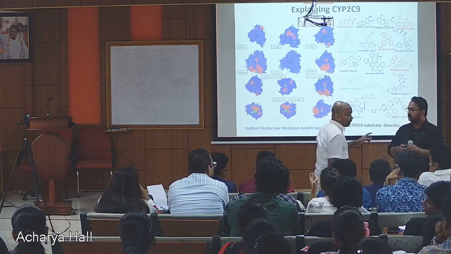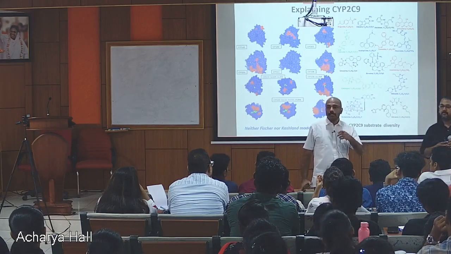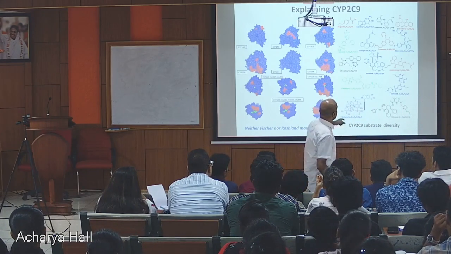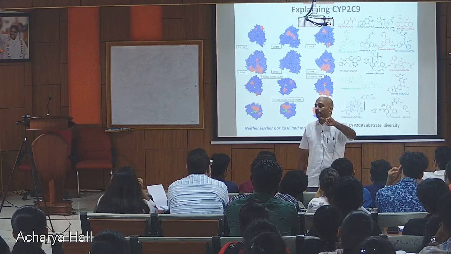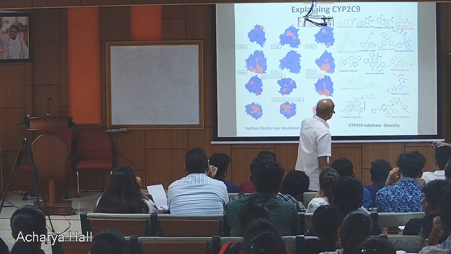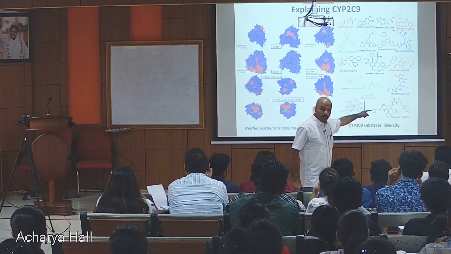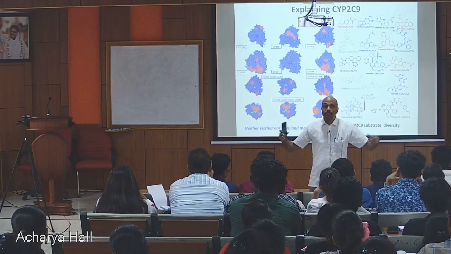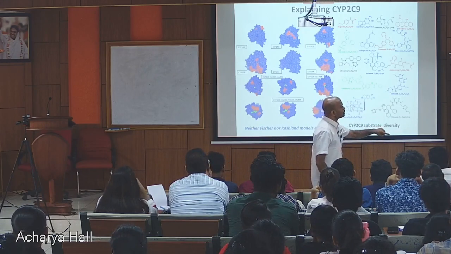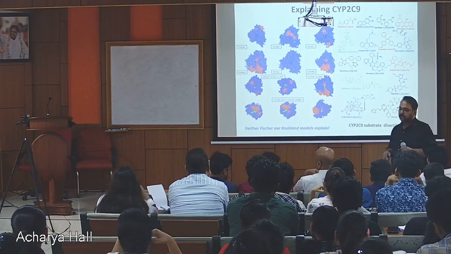Now, another aspect is also there. If that happens, then why is it that only certain molecules like this get metabolized? These are all substrates for 2C9 only. All right, they are all substrates for 2C9. Now, if that opens up like that, then why are the other drug molecules not metabolized? That is, even if it opens up.